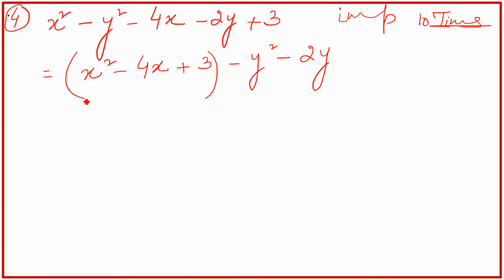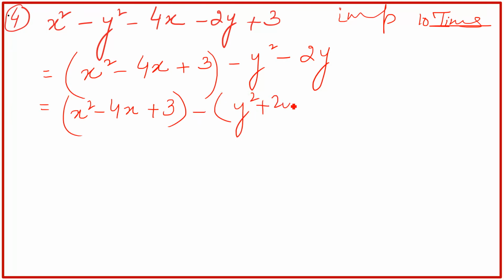And this is the second part. I will write down here x square minus 4x plus 3. Make it the first part. Take the negative sign as common, so it will be like this: y square plus 2y. Right? Okay. Now see. Can you take the square of the first term? I will say yes, I can. Can I take the square of the last term? No. Why? It is 3.